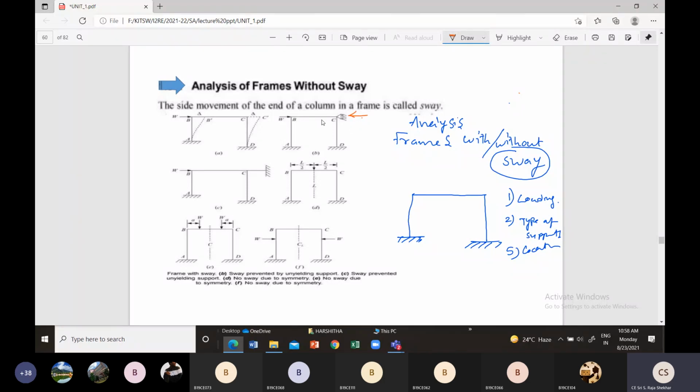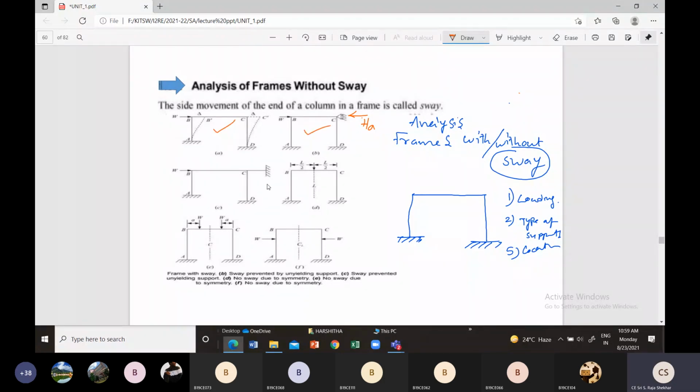Since there is a support, a reaction will develop. An equal and opposite reaction will develop, which will equilibrate the applied horizontal force. Whatever horizontal reaction is developed at C will equilibrate the applied force. So sway is not possible. So sway is 0. So this is a non-sway frame. This is a sway frame and this is a non-sway frame.